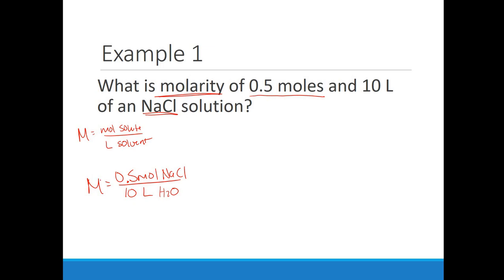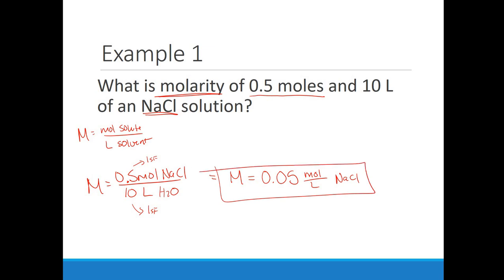We need to pay attention to sig figs. We have one sig fig here and one sig fig here, which means our final answer can only have one sig fig. So we calculate this out, and our molarity is going to be 0.05. Again, you have two options of units. You can either put moles per liter, or you can put just a capital M of an NaCl solution. So that's a pretty weak salt solution.